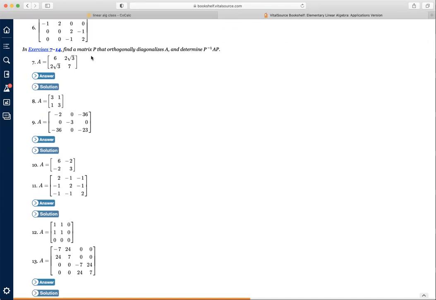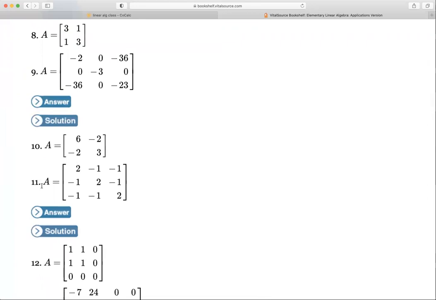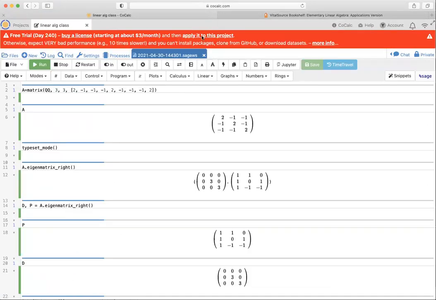So here's a question from Anton. It says, find a matrix P that orthogonally diagonalizes a given matrix A. Here are the various possibilities for A. I'm going to do number 11 here. Switch over to Sage Math.